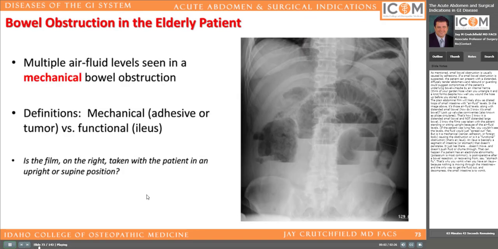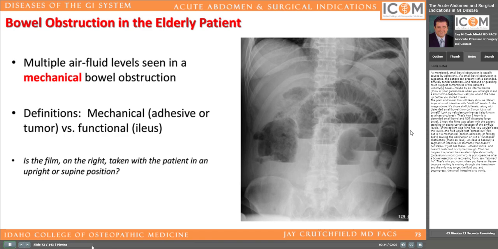Our elderly patient has a sigmoid volvulus, and we've already spoken about the number one cause of a bowel obstruction in an elderly patient who may suffer from a large bowel obstruction. In that case, the number one cause isn't volvulus, but it's usually cancer. Small bowel obstructions, as mentioned, are usually caused by adhesions.